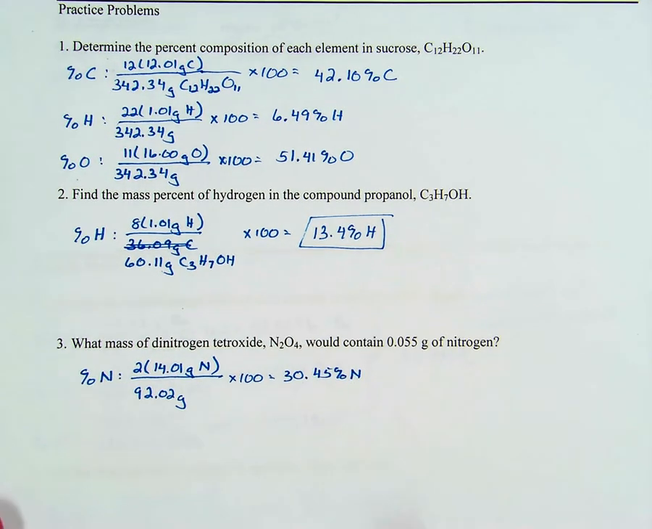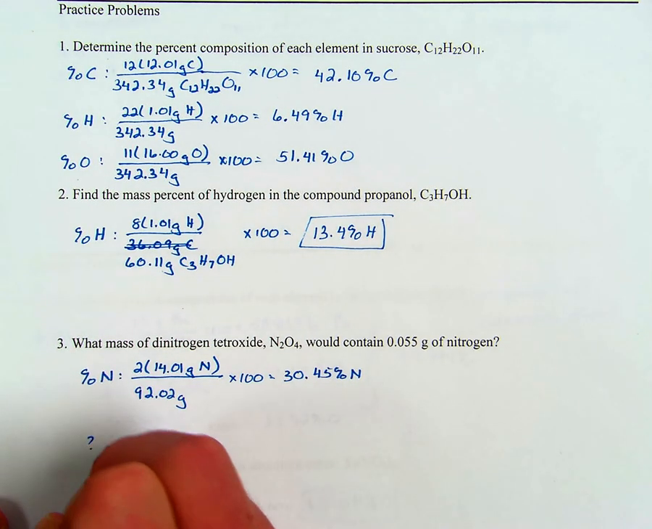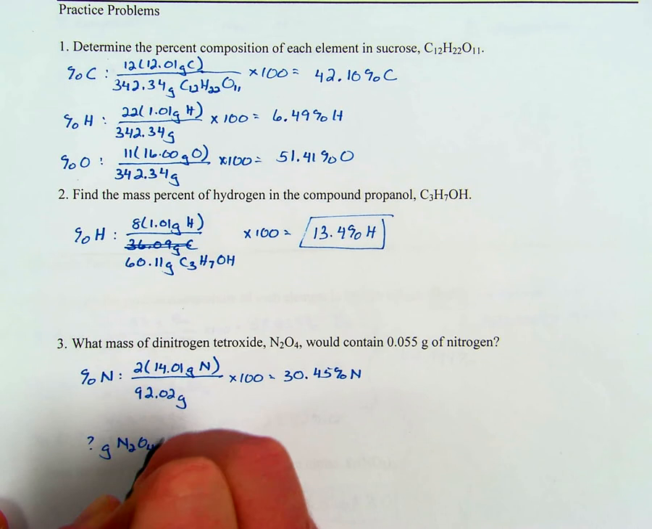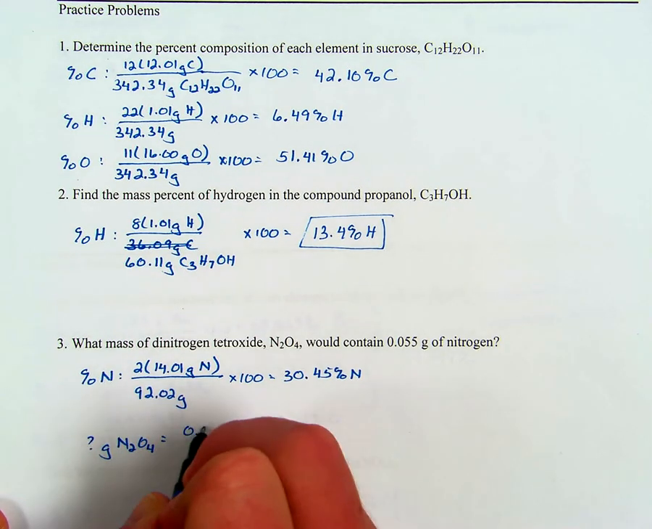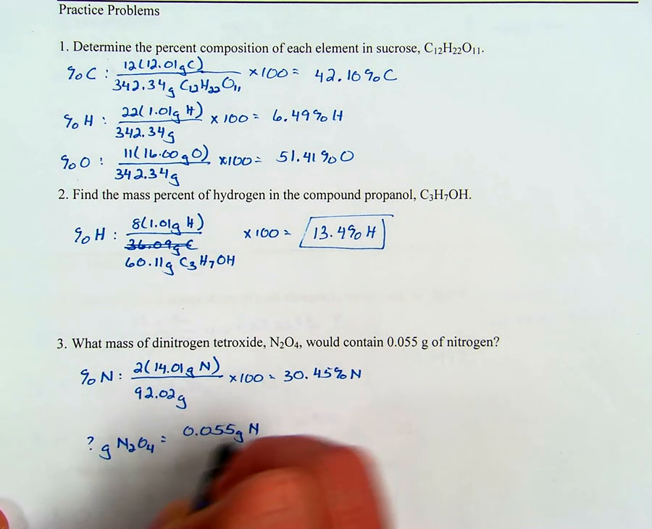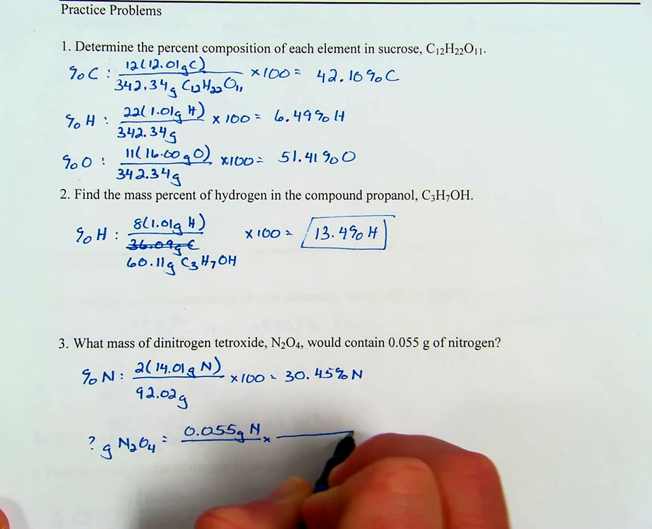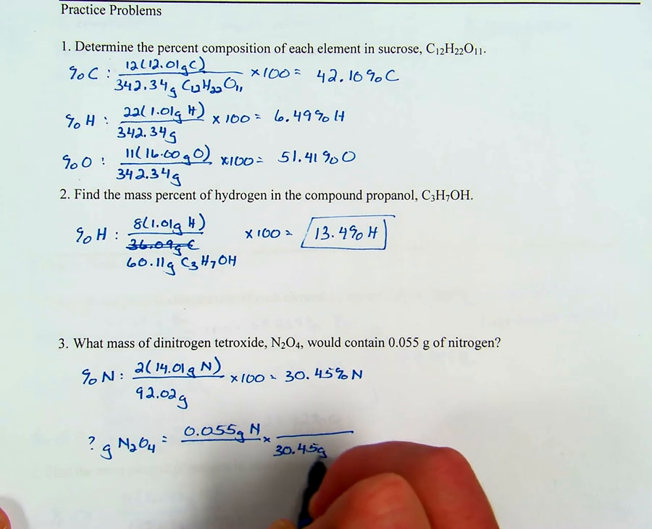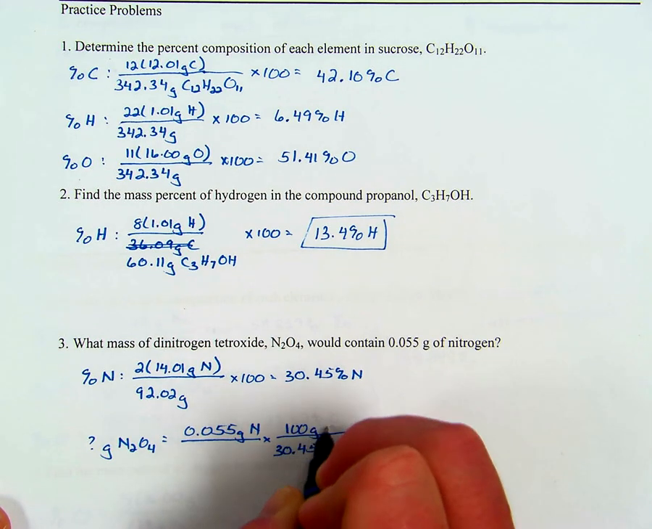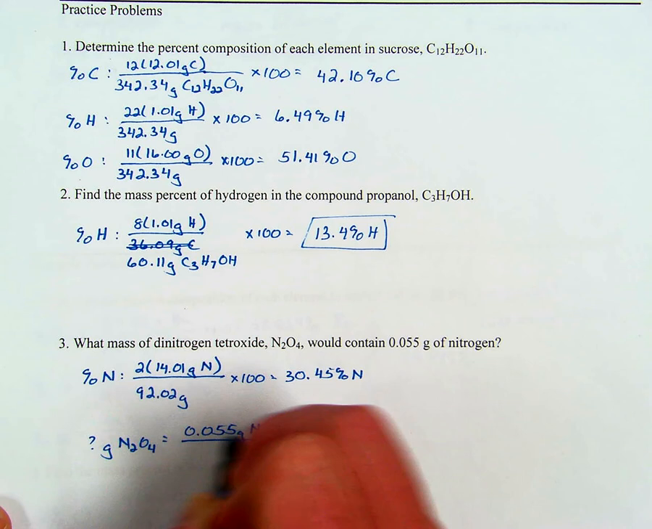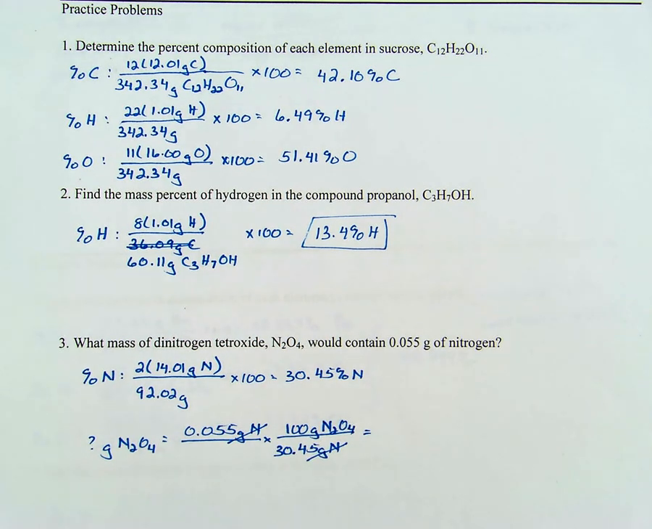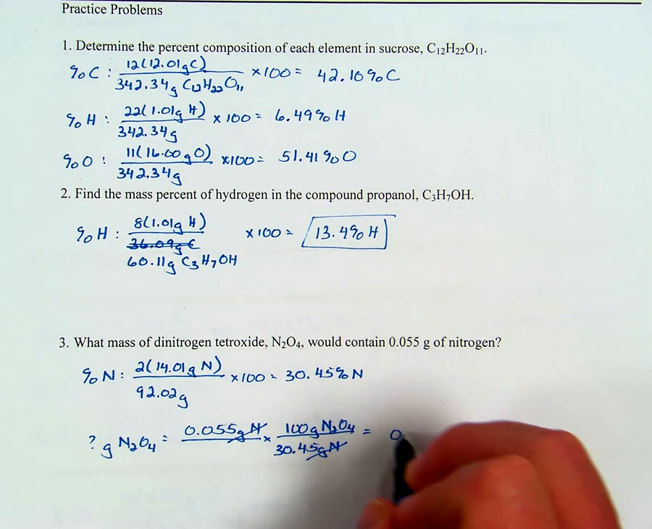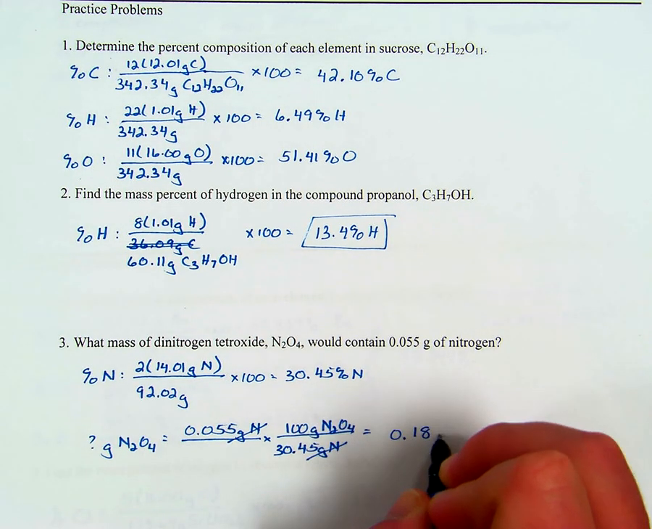I'm asked to find how many grams of N2O4 would contain 0.055 grams of nitrogen. So notice the units here, how this has to work. Grams of nitrogen has to go on bottom. So there's 30.45 grams of nitrogen in every 100 grams of the compound. So this gives us 0.18 grams N2O4. And that is the end of the video.